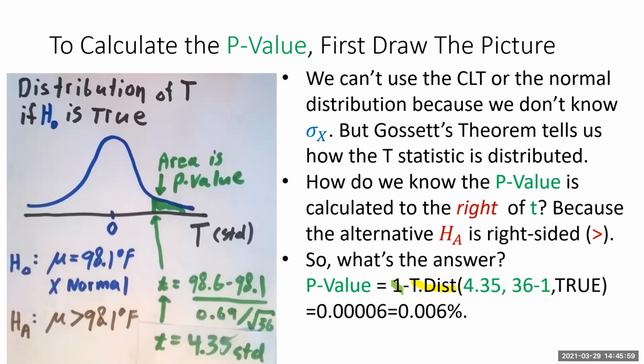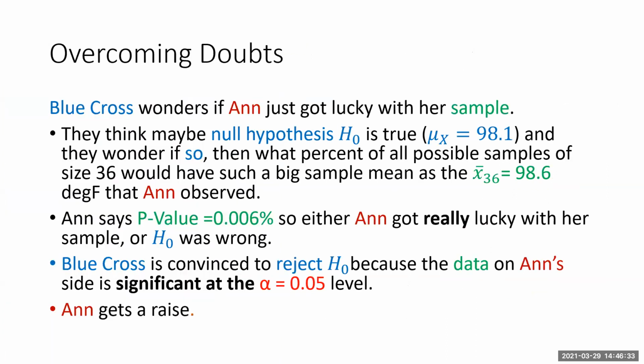And so Anne does that calculation, and she gets 0.06%. And that's bigger than she had last time when we knew sigma, because the t statistic is more spread out, more variable than the z statistic, more uncertainty about it. But it's okay, it's still pretty small. So Blue Cross is going to push her the way they did before.